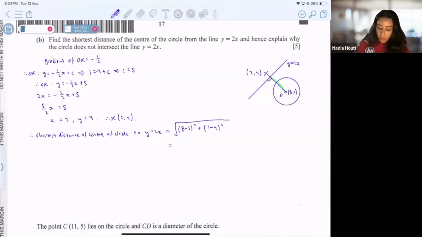And that will be square root of 45. And to 3SF, that will be 6.71 units.